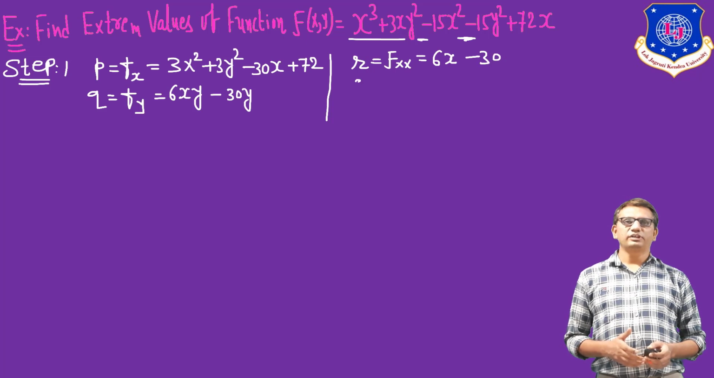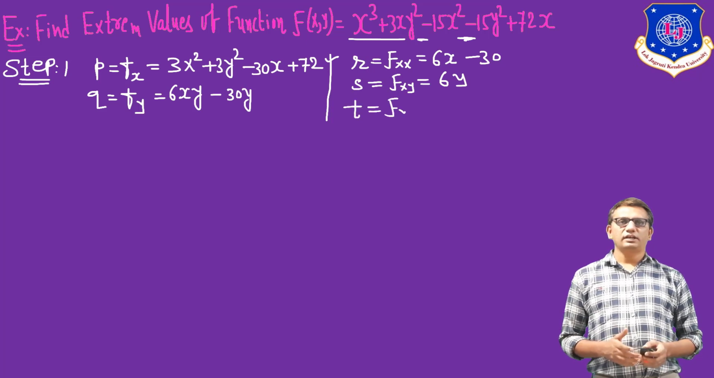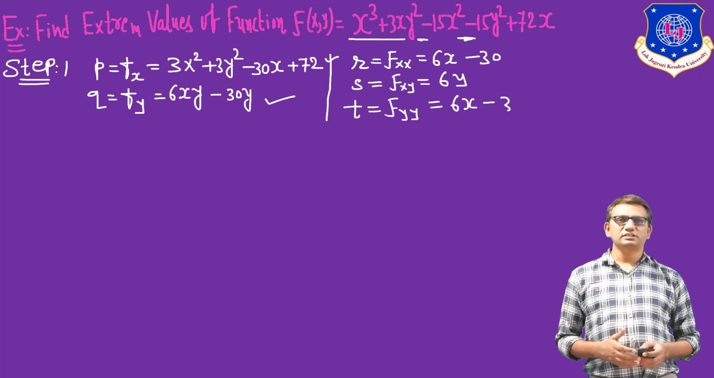r is fxx. So we differentiate p with respect to x again. We get 6x minus 30. s is fxy, which is 6y, and t is fyy, which is 6x minus 30. So that is our first step.